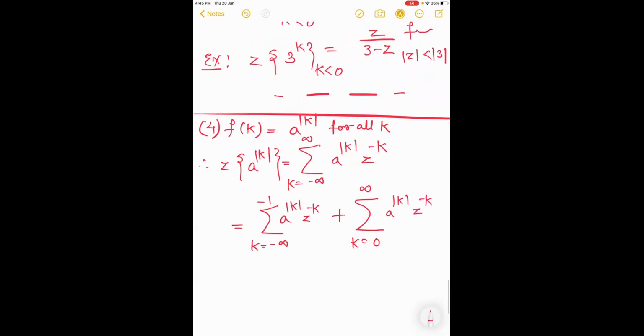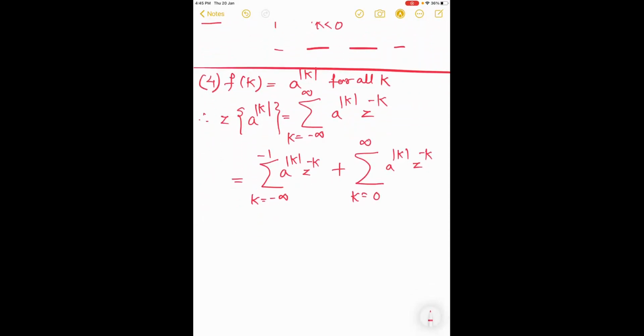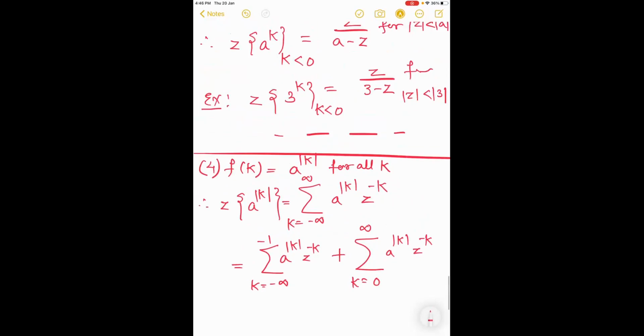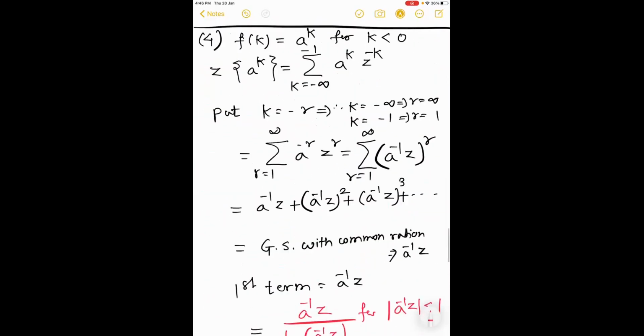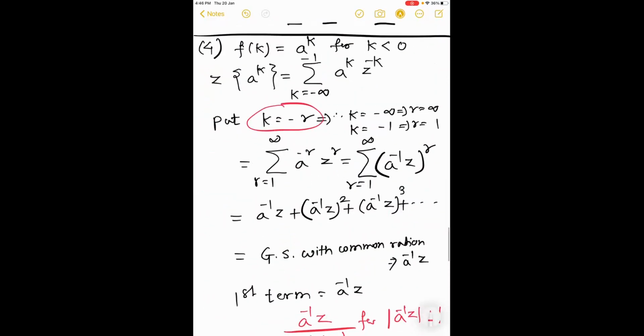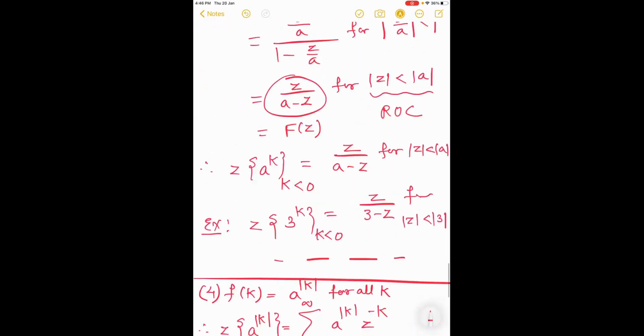Yes, madam. Yes. So just putting it into these two terms. Now, for the first simplification, we will replace the terms like we have done in the previous case. For k less than 0, we replaced k with minus r. This substitution was done. Same thing we will do here for the negative part.